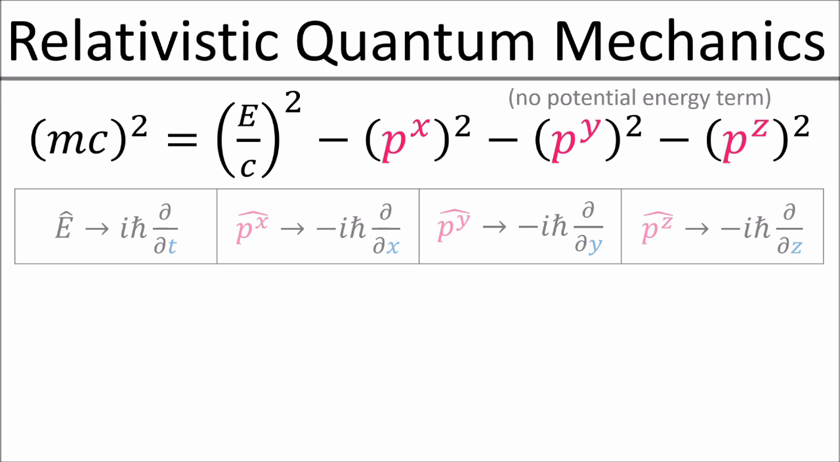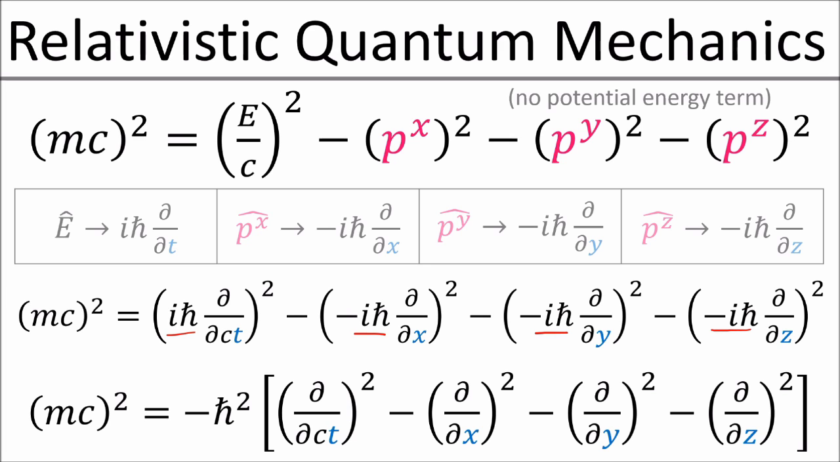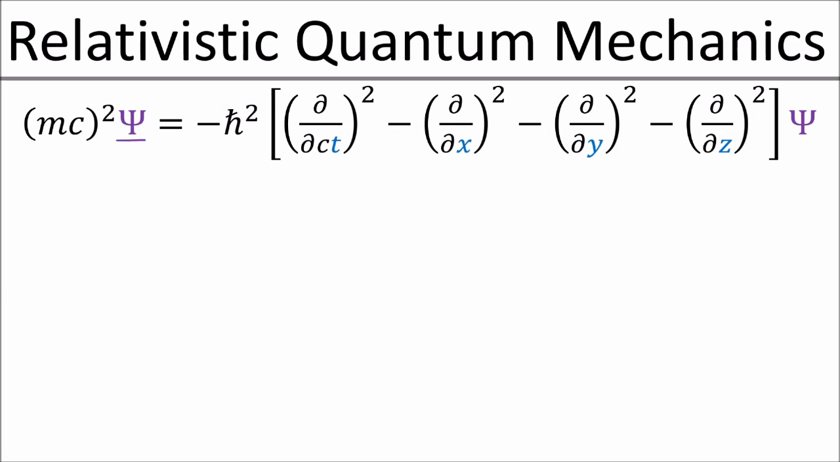Since energy and momentum are both squared in the original equation, time and space both end up with second derivatives in the quantized equation. After quantization, each term has a factor of i ħ all squared. This allows us to pull out negative ħ squared in front. These negative signs inside the brackets can be ignored since they square to +1. This gives us an equation for a wave function where both time and space have second derivatives.